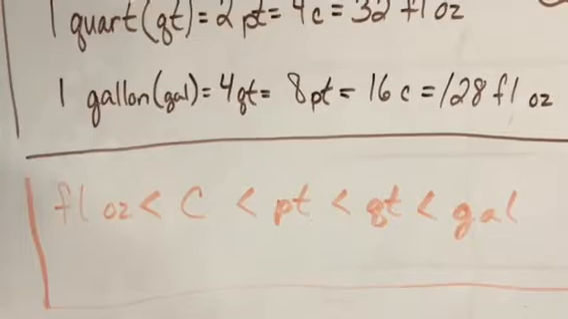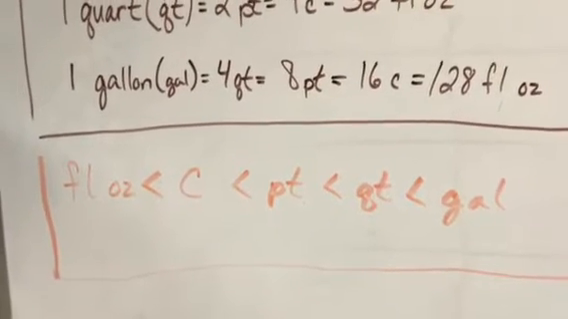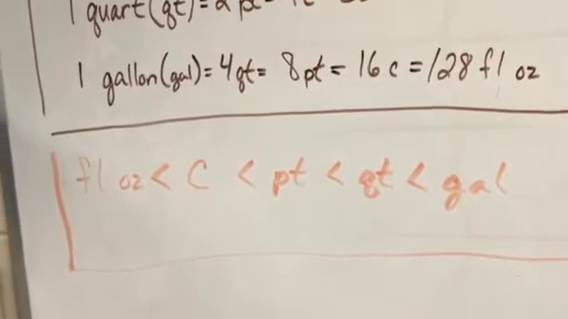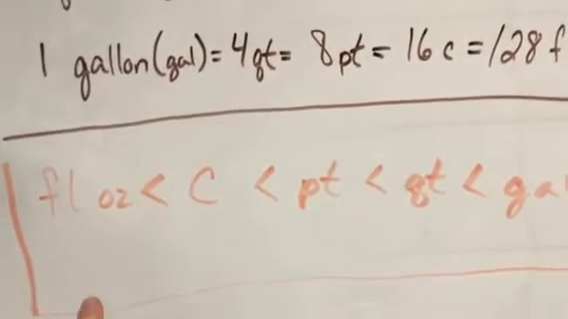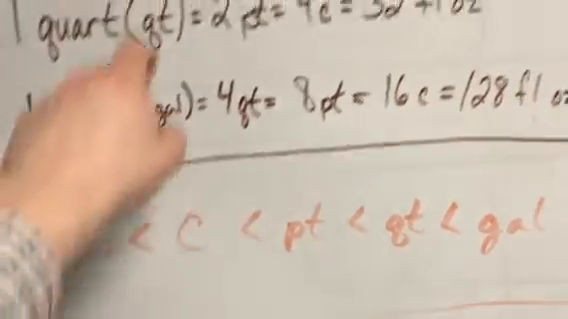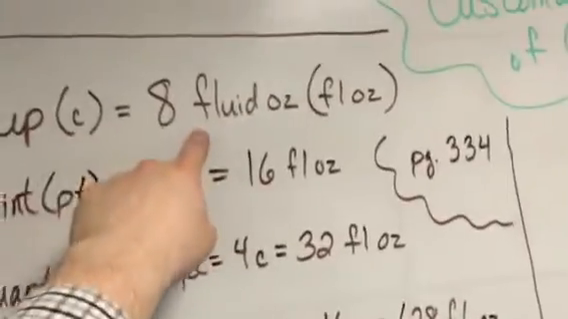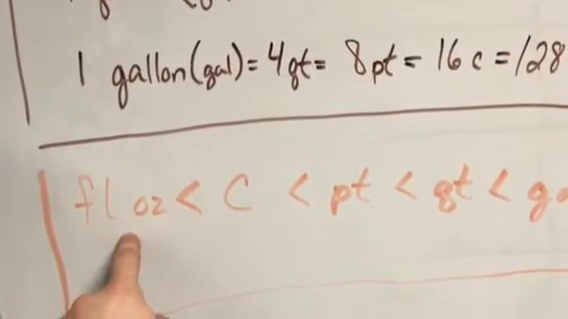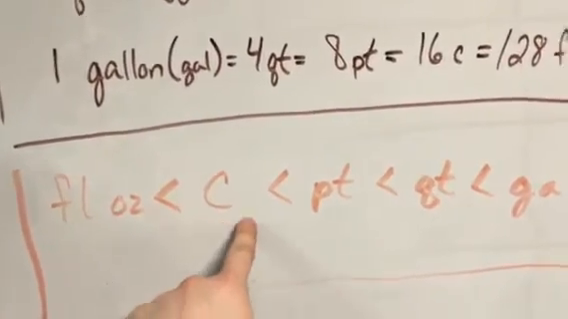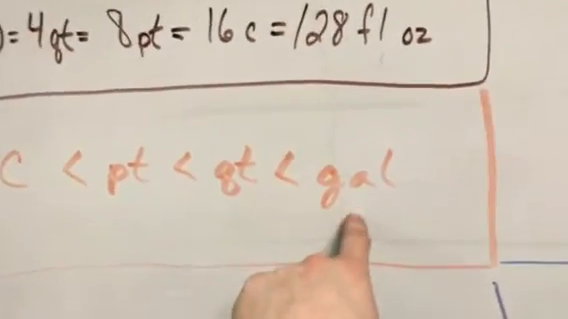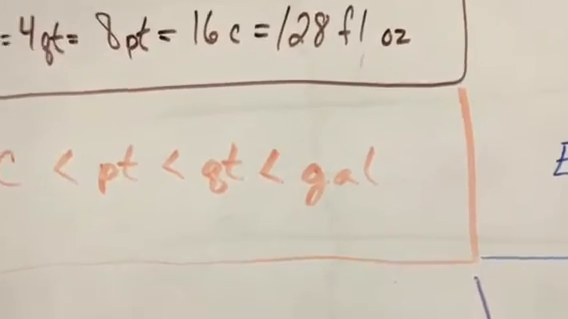And then right here is the progression. We saw a similar one in lesson 13.1 with the distances, and now we have it with capacity. The smallest capacity is the fluid ounce. There are 8 fluid ounces in just 1 cup. So we have fluid ounces, which are less than a cup, which is less than a pint, which is less than a quart, which is less than the biggest, gallons.